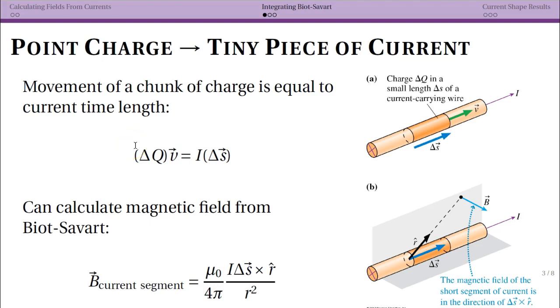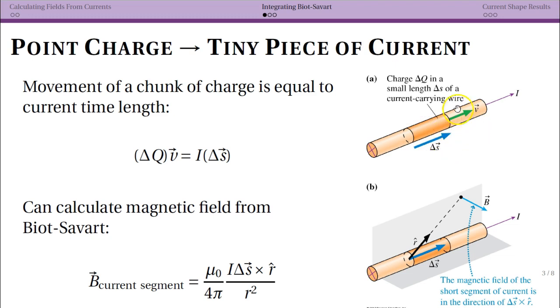We are now going to talk about the technique where you basically integrate the Biot-Savart law. And the first step is to think that the Biot-Savart law is only applicable to point charges. Now what we're doing is considering a very tiny piece of current, which is effectively going to be a point charge. So the movement of a chunk of charge, delta Q, is going to be equal to the current times the length that it's moved through.